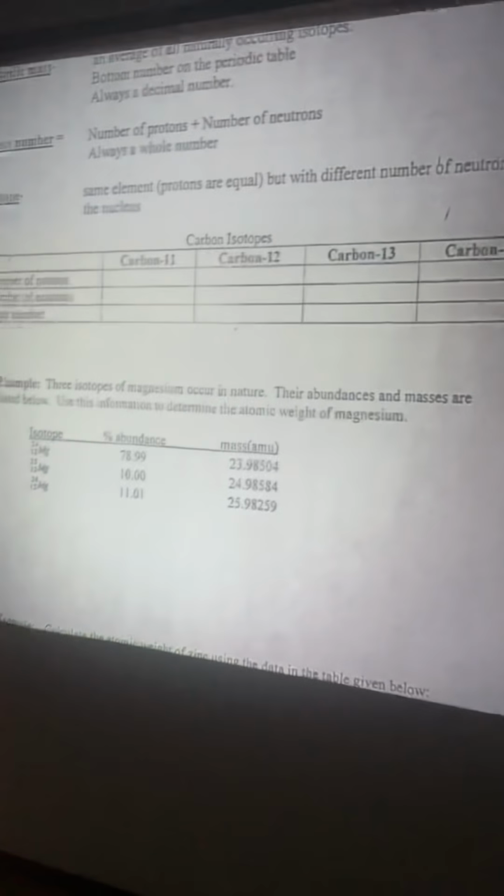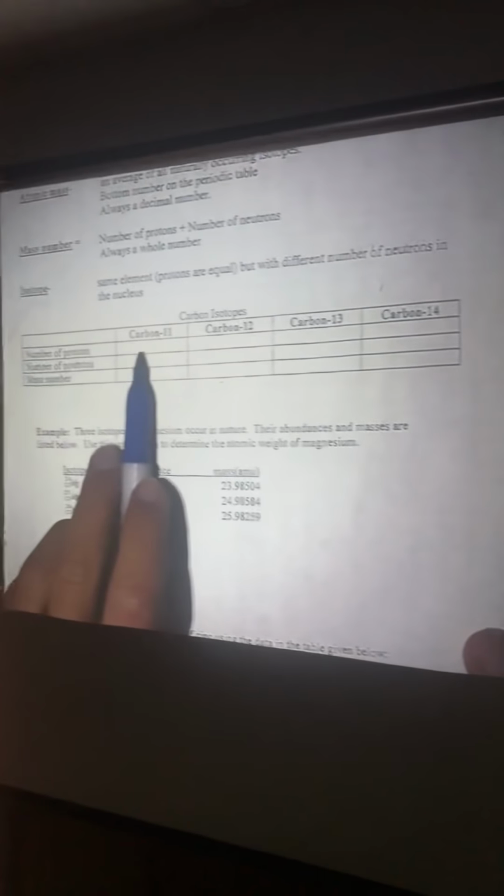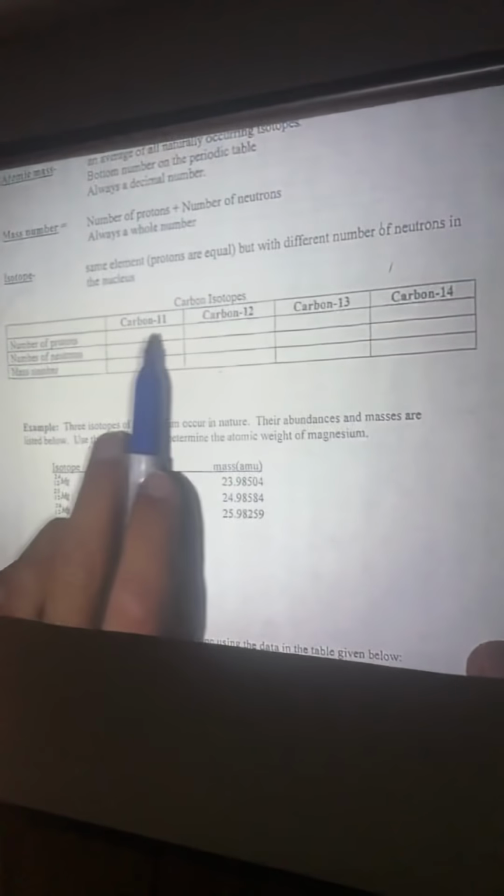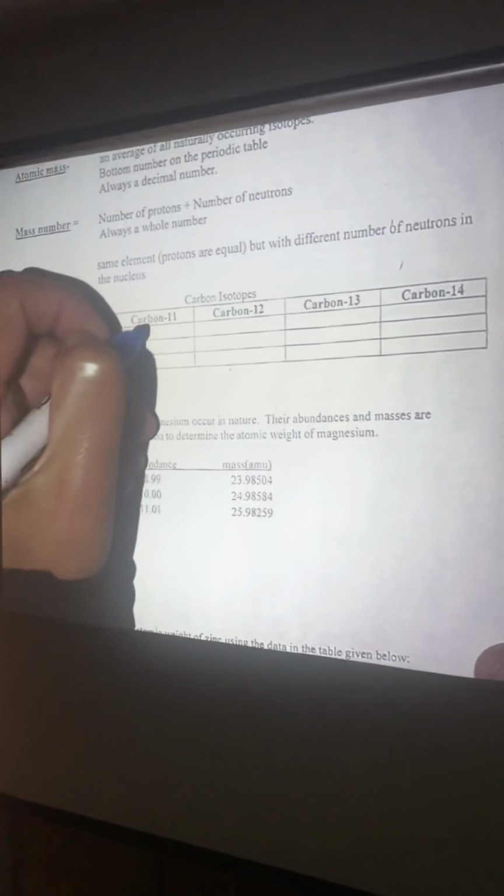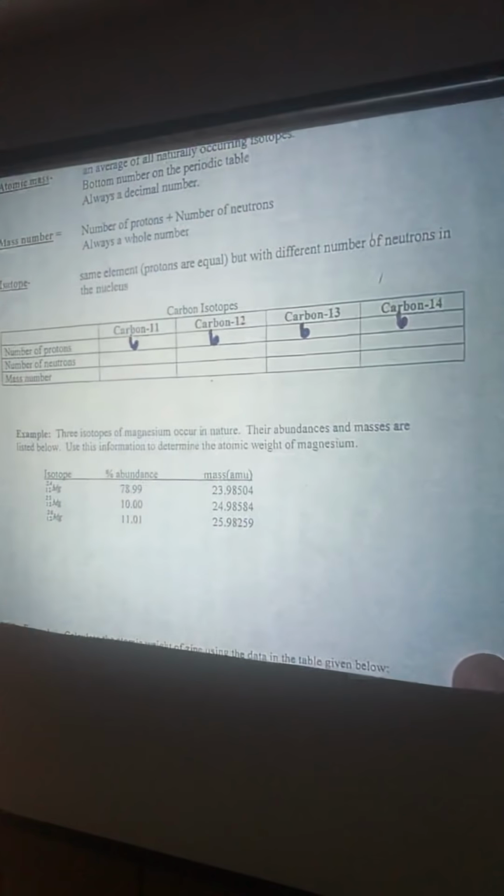On my assignment, I can give you an example of the element carbon. And I have 4 isotopes of carbon. So let's calculate this really quick. I have carbon 11, atomic number of protons, which is 6. 6 is the same all the way across because it's the same element. Mass number, this is 11, this is 12, this is 13, and this is 14.